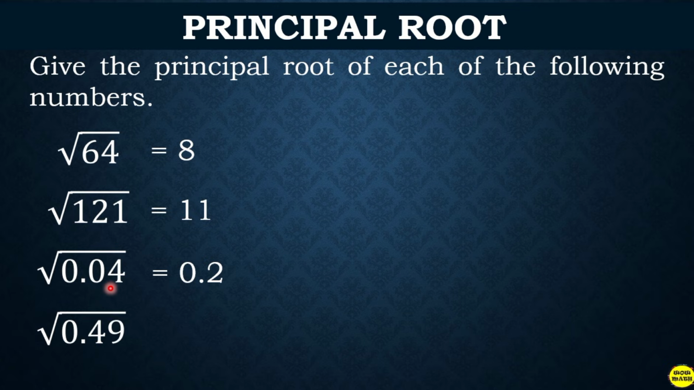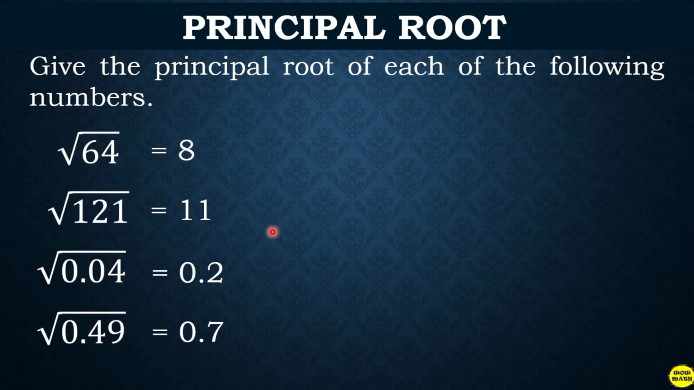Next, 0.49. So what is the square root of 0.49? 49 is a perfect square, so therefore the square root of 0.49 is equal to 0.7 because 7 times 7, that is 49. And 0.7 times 0.7, that is 0.49.